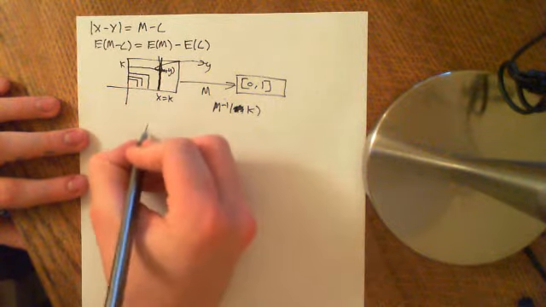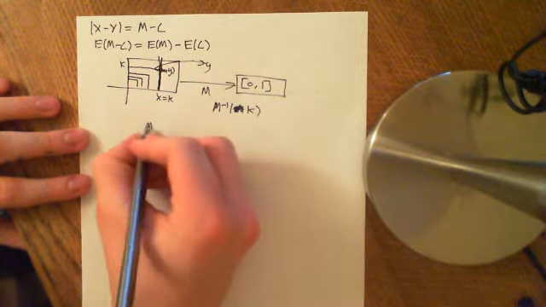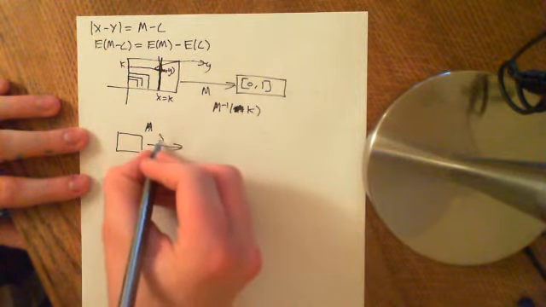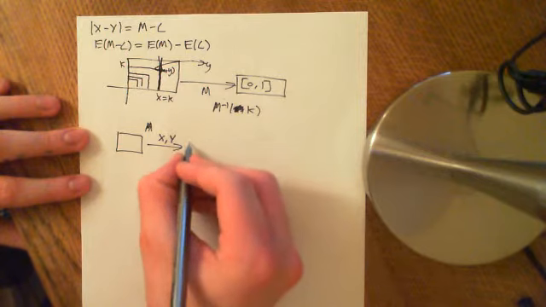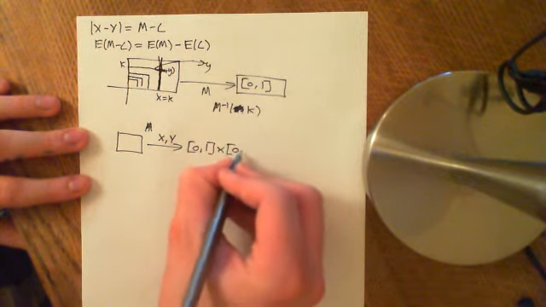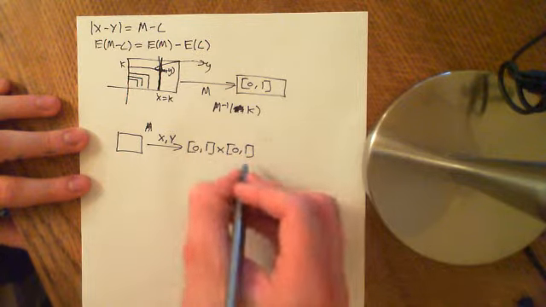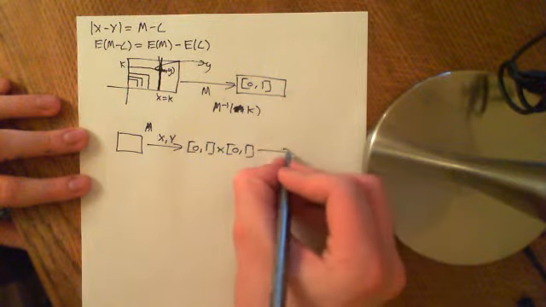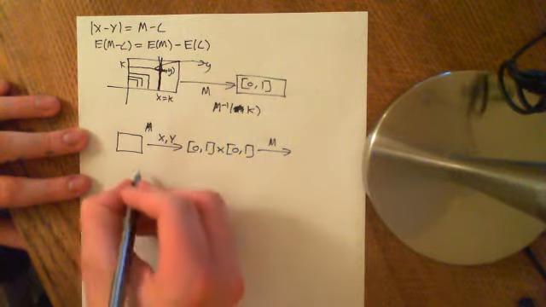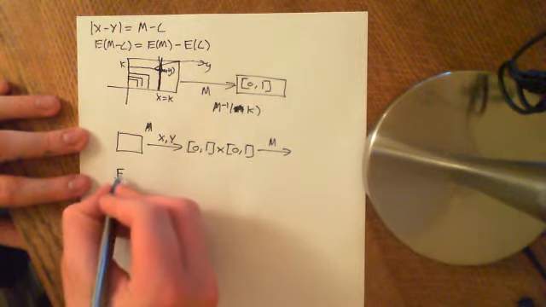We could view m as being a mapping from our abstract probability space, which is the square. We then have our joint random variable X and Y, which maps it onto the nice real variables, the subset of R2, 0,1 cross 0,1, and then we could view m as being a function from here.